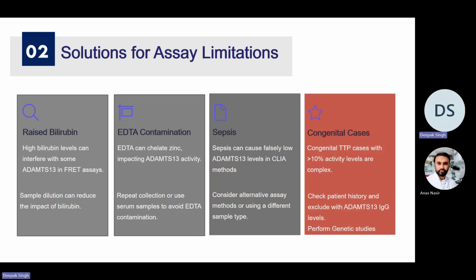Congenitals is also something that we'll have to pick up later. We're waiting for a publication which is done by our next speaker actually, which is having a close look at all the methods, in fact, for congenital cases. I suspect that we will have to do a lot more ADAMTS13 antibody levels to exclude congenitals and perform genetics because there is a lot of variability on levels in these cases.